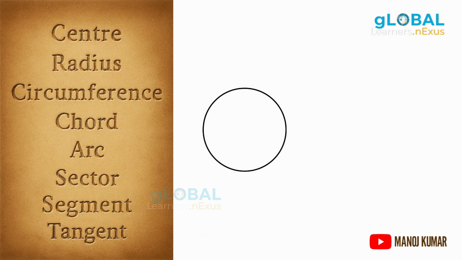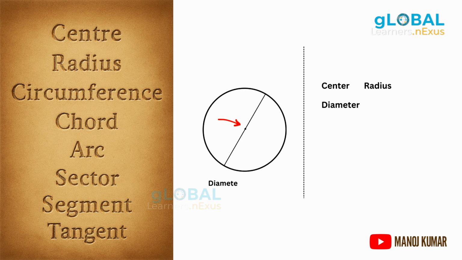Let us start with the namings first. This is the center of a circle, where all the points on the circle are at an equal distance from this point. Now, if we draw a line from the center to any point on the circle, this line is called the radius. The radius is the same for all points on the circle. If we extend a straight line across the circle, passing through the center, we get the diameter. The diameter is always twice the length of the radius.